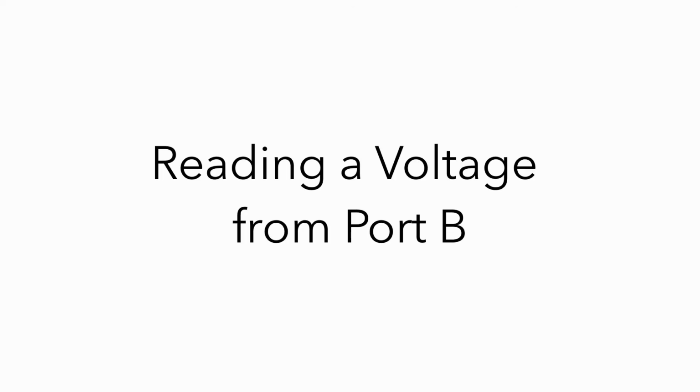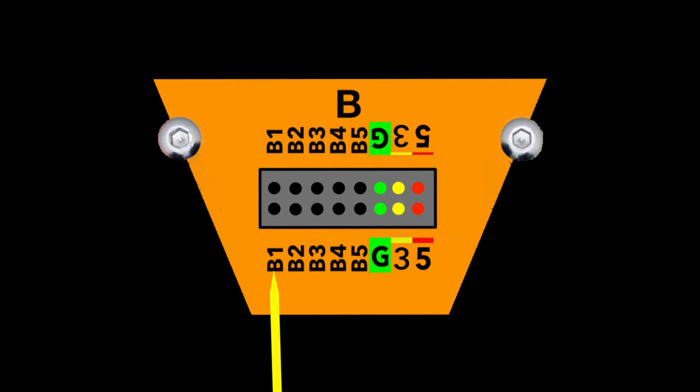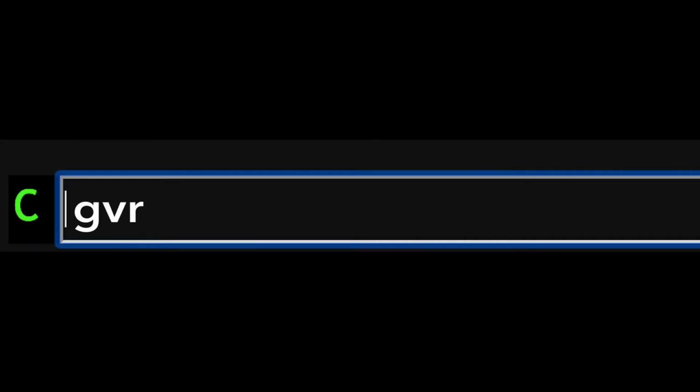Reading a voltage from port B. For this next example, we're going to use the GVR command, which stands for Get Voltage Reading, to read a voltage from port pin B1. We need to provide the GVR command with some additional information. The first thing it needs to know is the name of the pin from which we want to get the voltage reading. In our case, it will be pin B1.